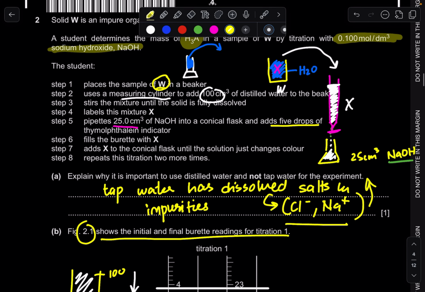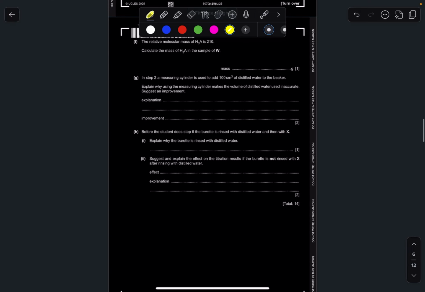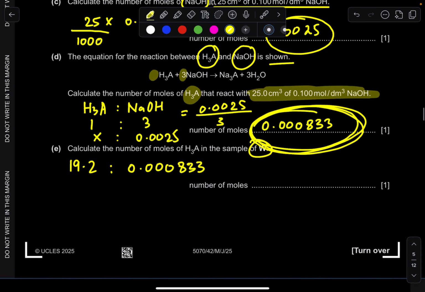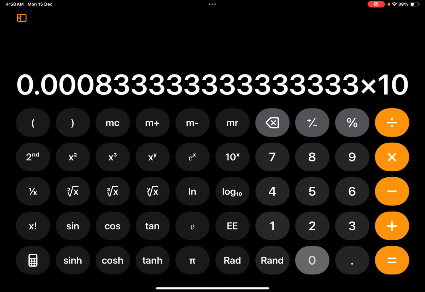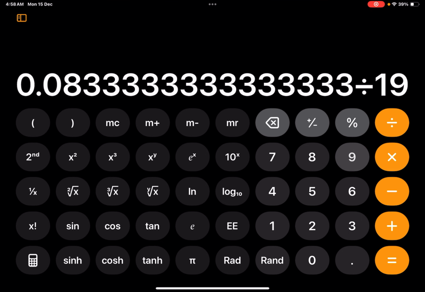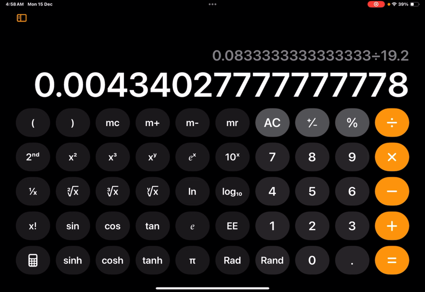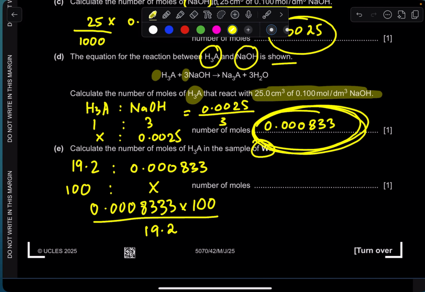So how much volume was made from W? A sample of W was placed and the volume of that was 100 cm cube. So how many moles are going to be there in 100 cm cube? Let's figure it out. 100 cm cube is going to have X moles. X is 0.000833 multiplied by 100 divided by 19.2, and that gives me 0.00434.